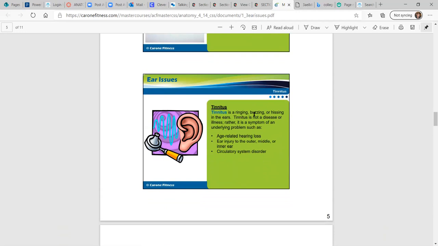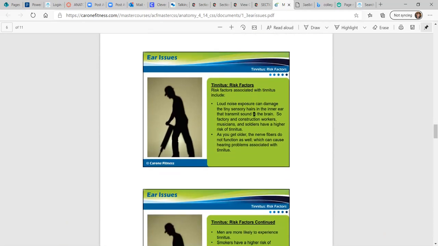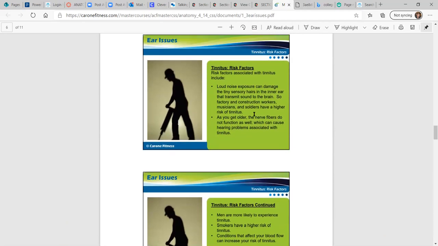And that can be age-related. So over time, you will lose hearing. If you injure your ear, that can affect your hearing ability. And then if there's some type of circulatory disorder, like if blood's not getting to your ears, that can affect it.